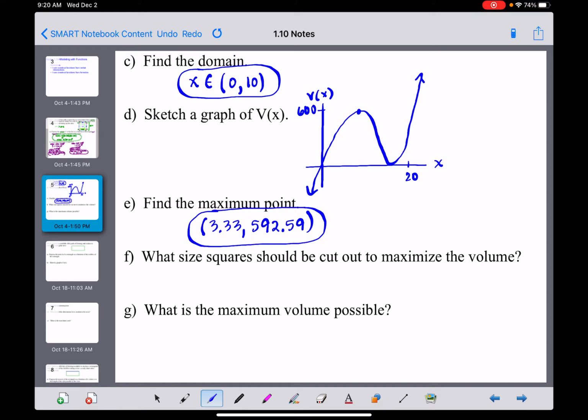How am I going to get up here to the max? What's the x value? Remember, x is the size of the square. So that would be 3.33, and then give a label. This would be 3.33 inches. And then what's the maximum volume?